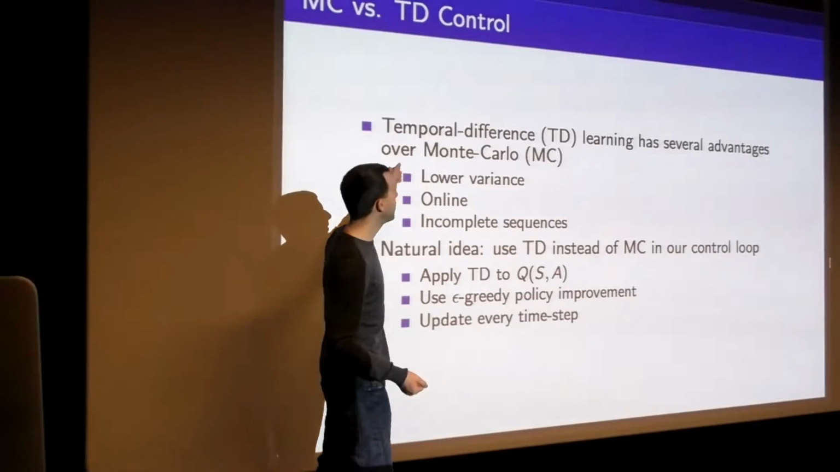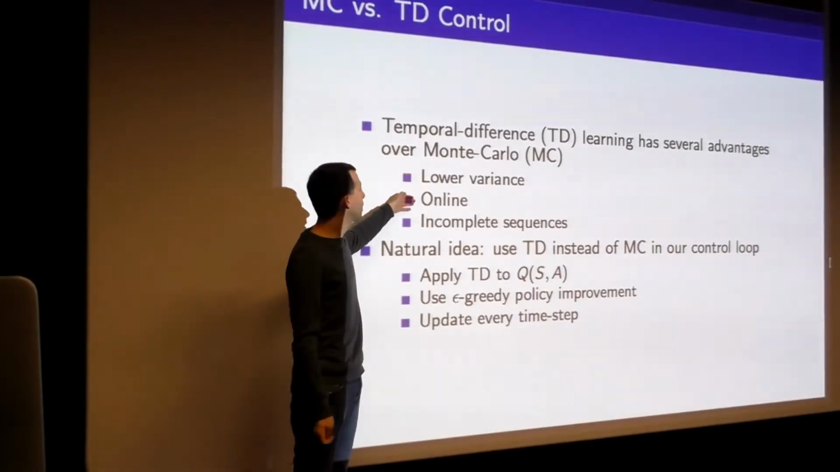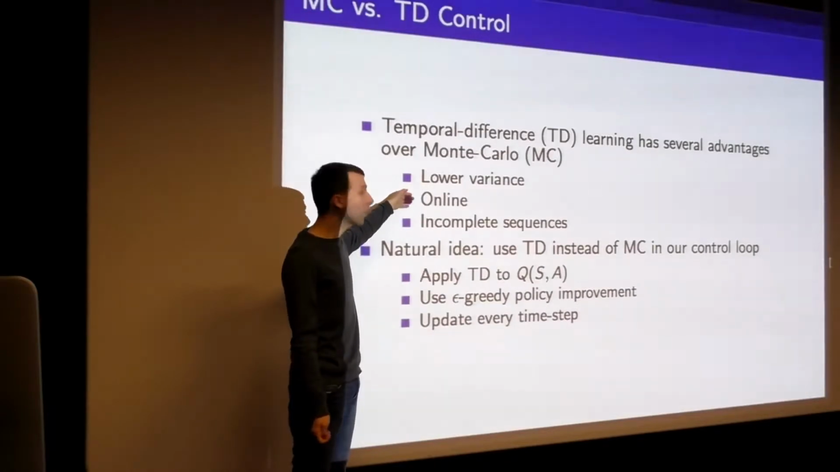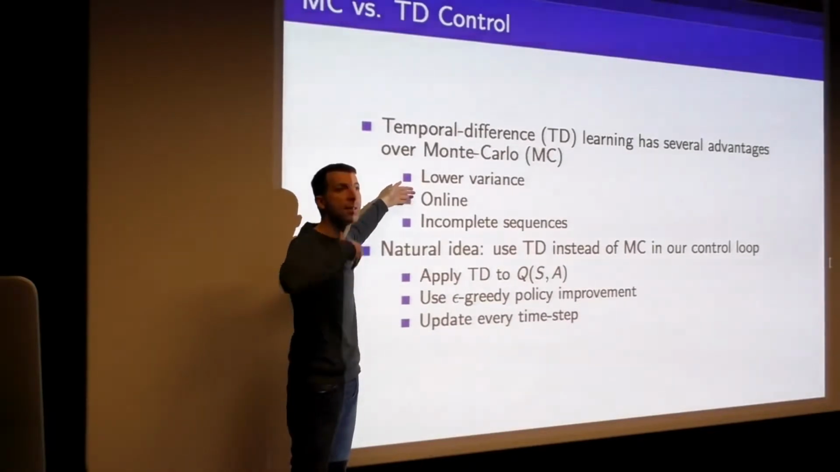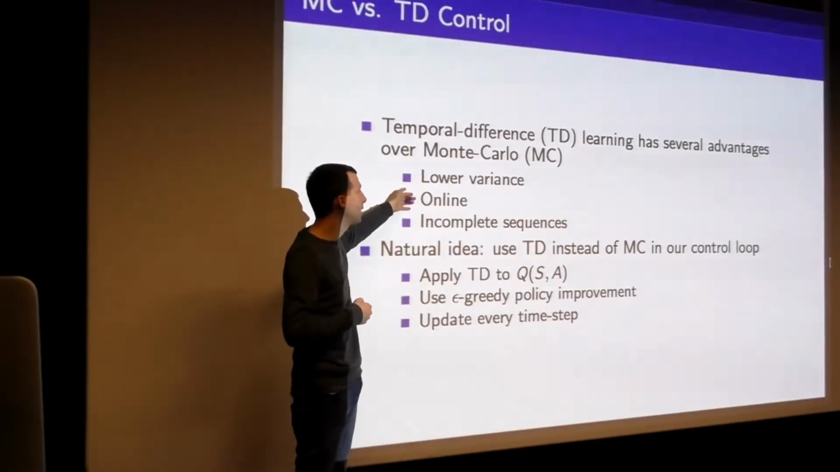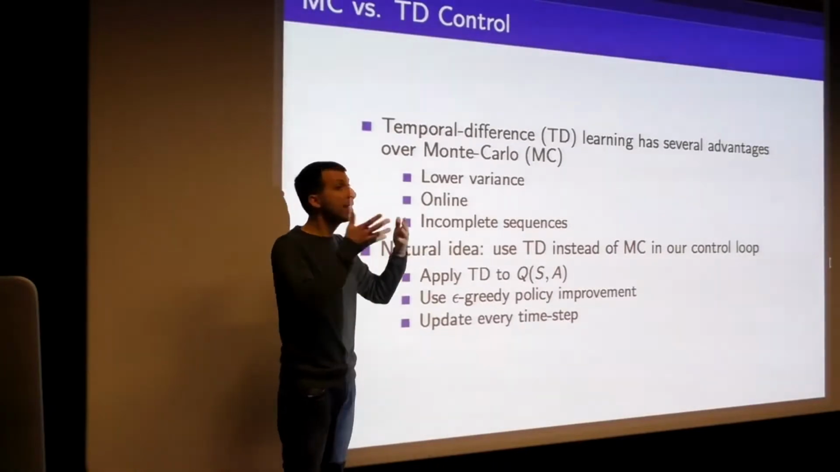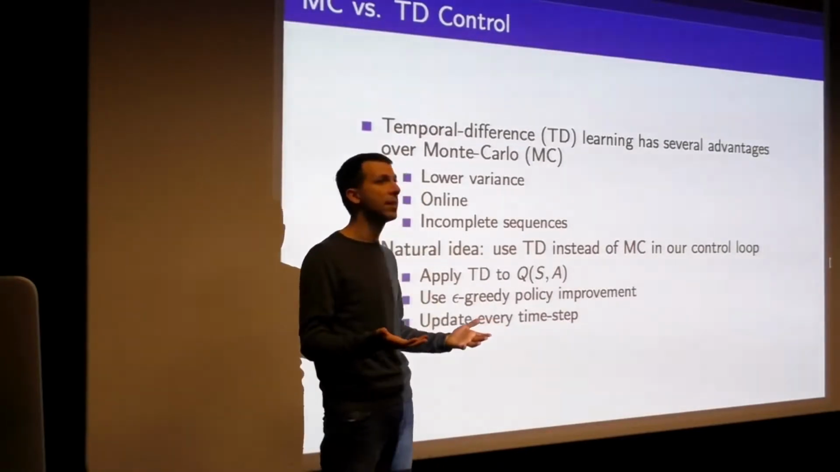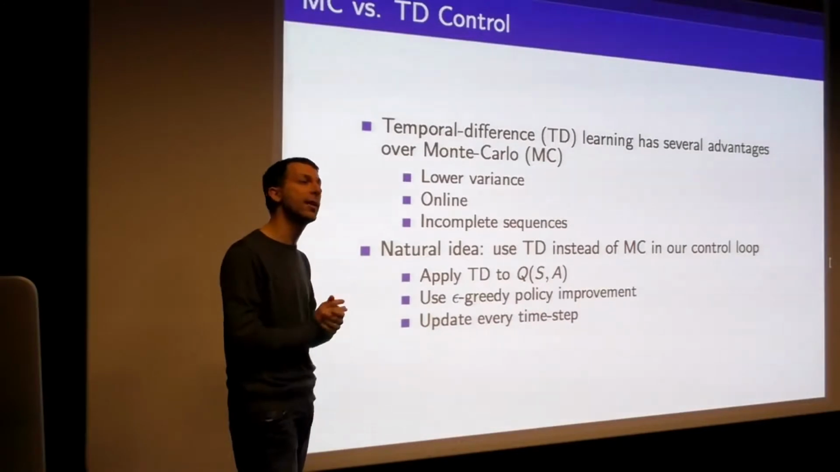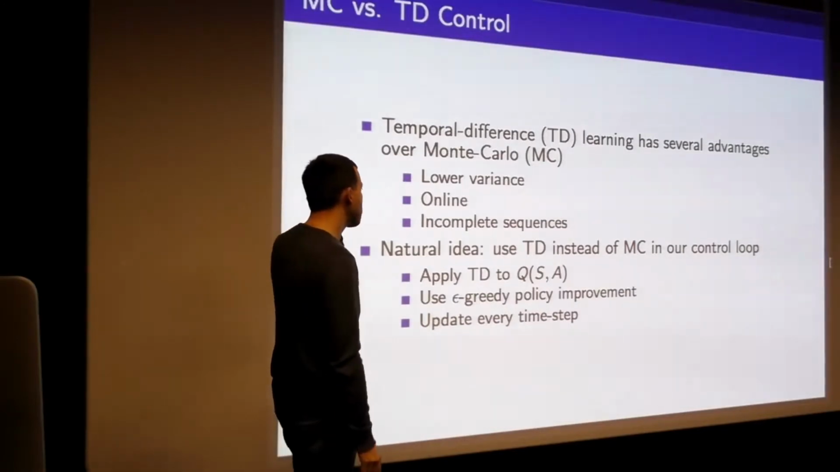We want to basically use TD. Why? Because it can be lower variance, because it can be run online in continuing domains. Even if there's no termination, you can still run this. It can be run from incomplete sequences. And what we'll see in this lecture is that there's an additional benefit to using TD, which is that when you use off-policy learning, it becomes particularly important to use TD.